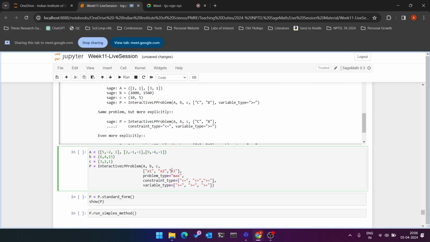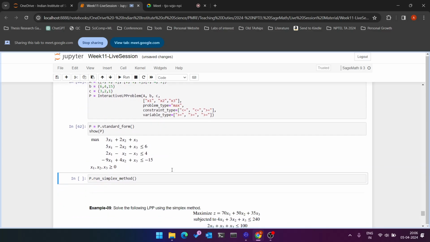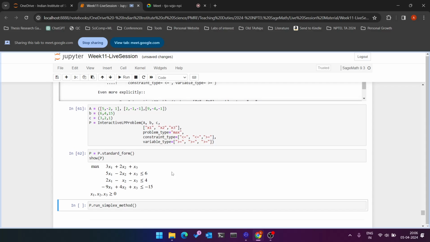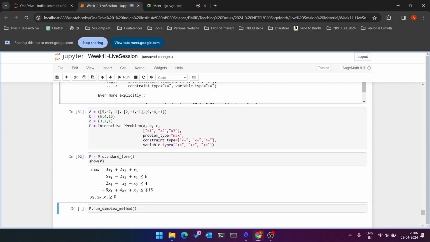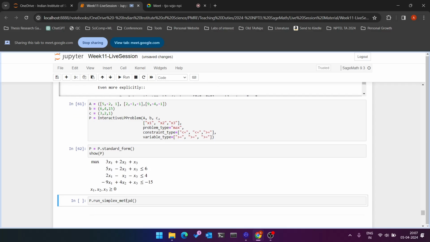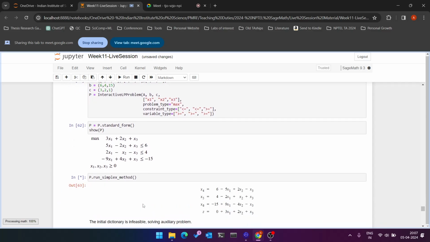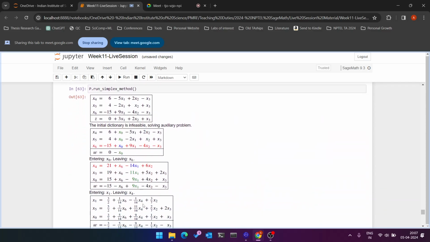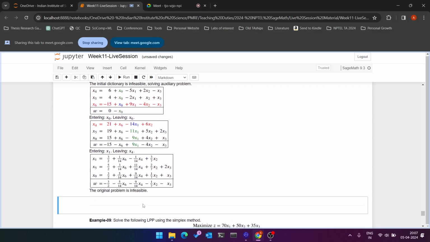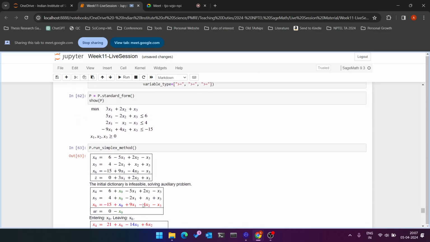With this in mind, I'll be running the InteractiveLPProblem. I show P in its standard form. This is how it looks. You can see that it has inverted the coefficients as well as the right hand side of B for the third constraint equation to give me standard form. Now we'll be using the simplex method. If I run the solution, it tells me that the original problem is infeasible.